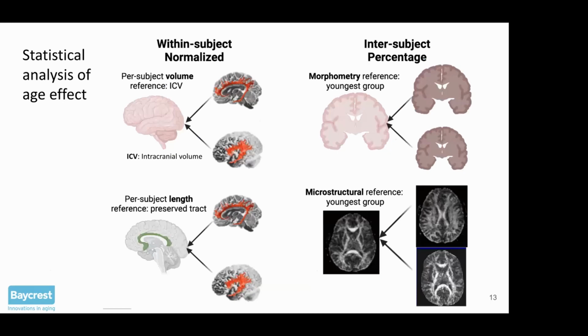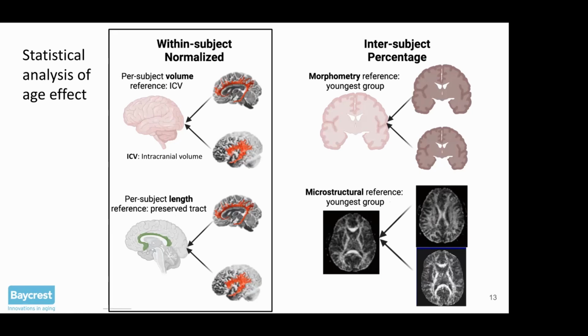Then we have another way of normalizing to really target the mechanism of degeneration. We have these 2 different ways of normalization. One, as I mentioned before, and the other one is actually based on referencing to the youngest group in this population. I will come back to that in a little while.